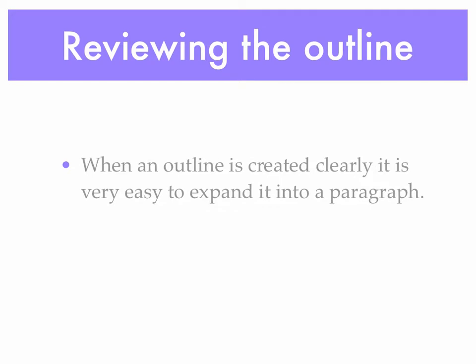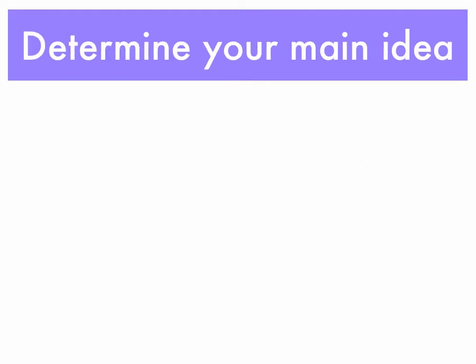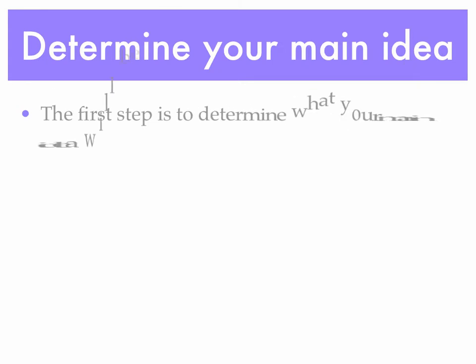When an outline is created clearly, it's very easy to expand it into a good paragraph. Really what we're doing is reversing the process of what we've been doing over the last little while when we were making some jot notes. So your first step is to determine your main idea. Figure out what you're going to write about in this particular paragraph.